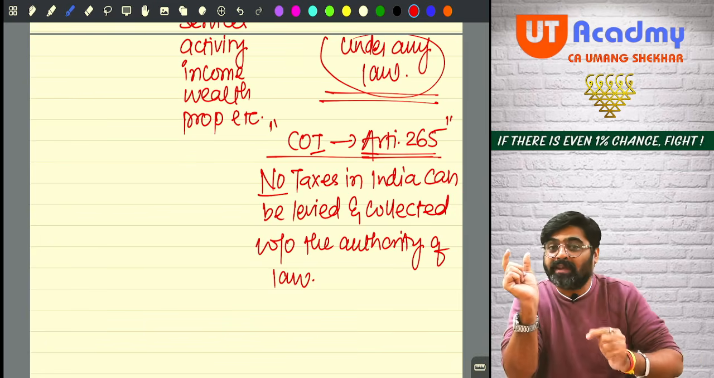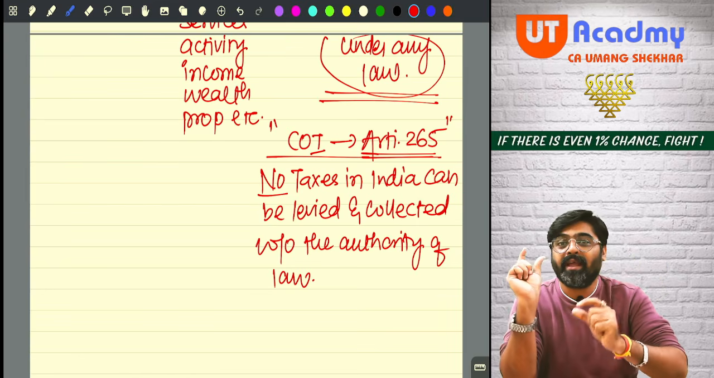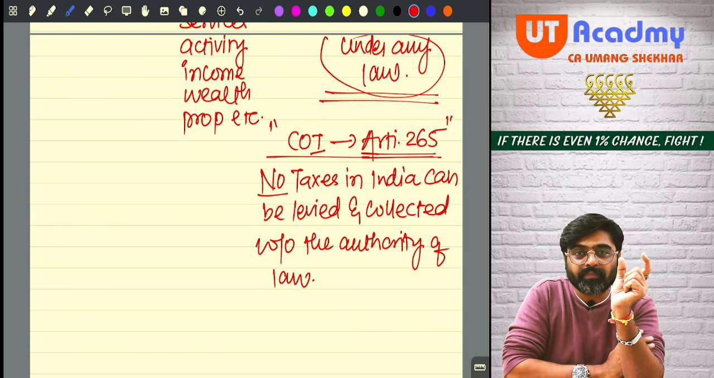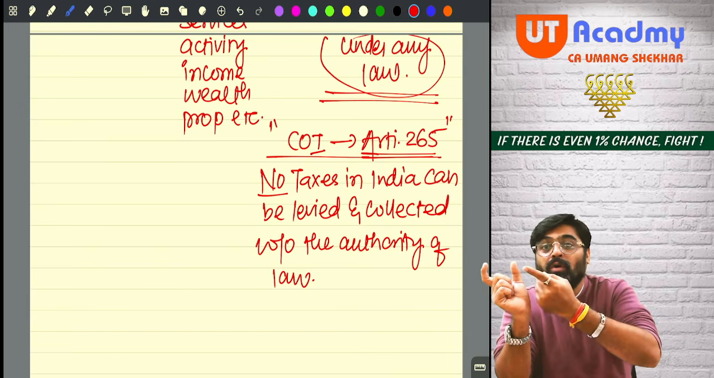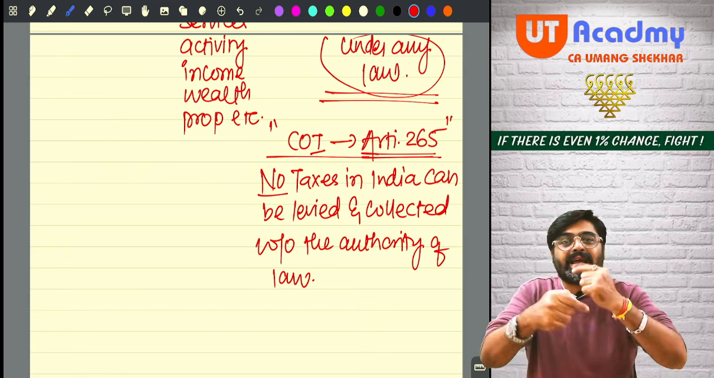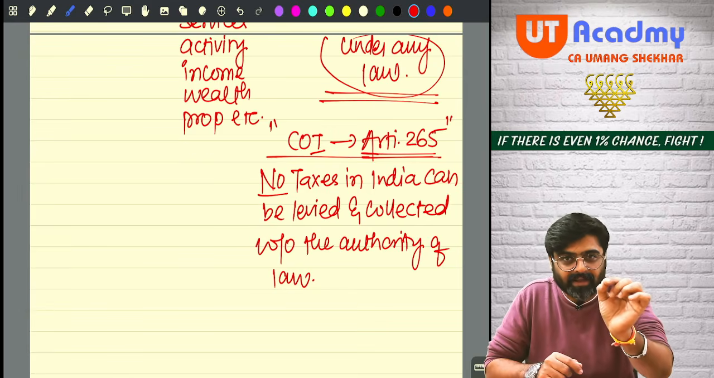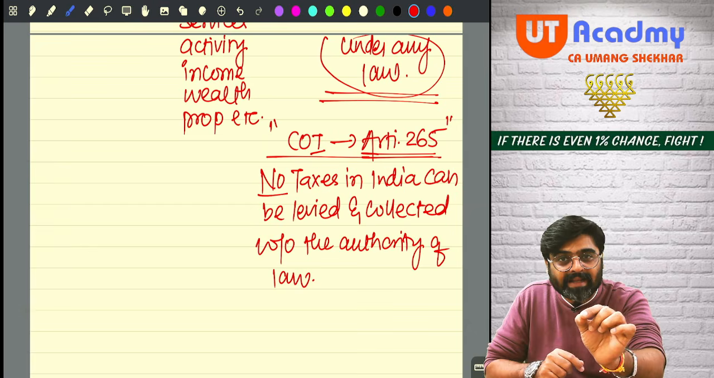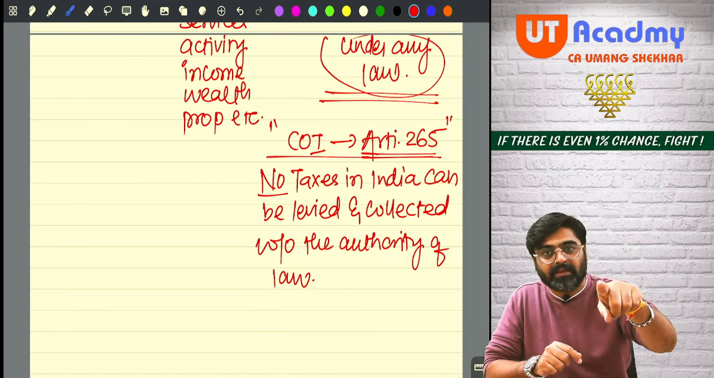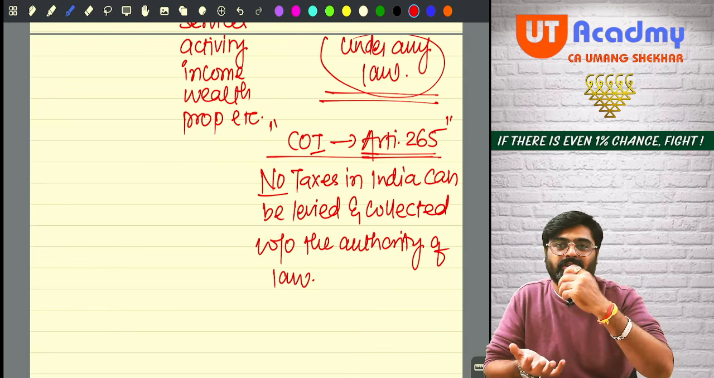So there are two terms. One is known as impact and one is known as incidence. What did I say? Impact and incidence. Incidence means who is liable, and impact means who is bearing. So impact and incidence of direct taxes fall on the same person. Friends, impact and incidence of the direct taxes fall on the same person. That means the person who is liable to pay direct taxes will also be the one bearing those taxes.